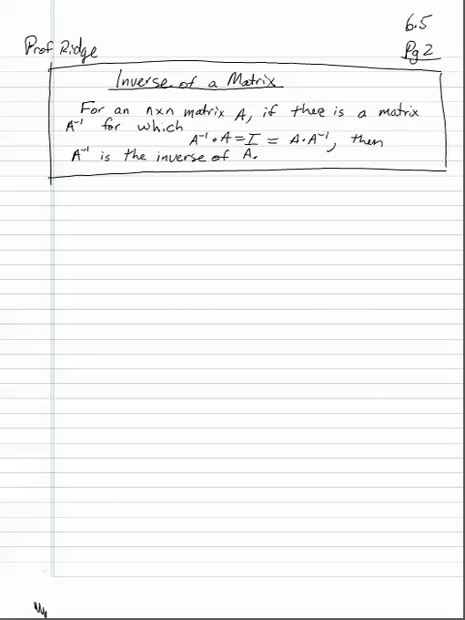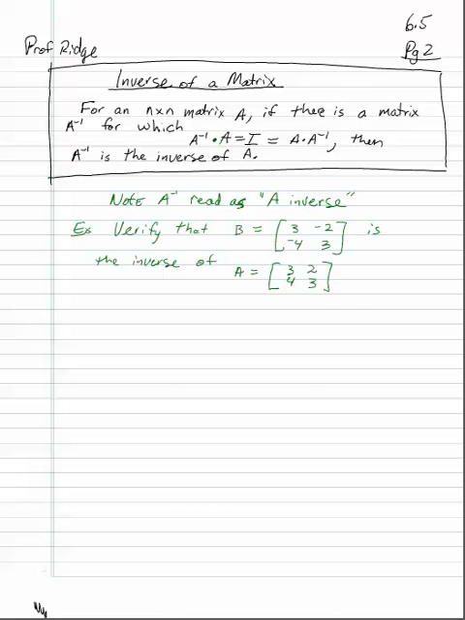The next thing we want to know is how do you find the inverse of a matrix? How do you get back to the identity by multiplying? For an n by n matrix A, if there is a matrix A inverse for which A inverse times A equals I, which equals A times A inverse, then A inverse is the inverse of A. We write A to the negative 1 power and read it as A inverse, which means the inverse of A. If I want to verify that B is the inverse of A, we need to verify that B times A equals I, and that A times B equals I. So both have to work.